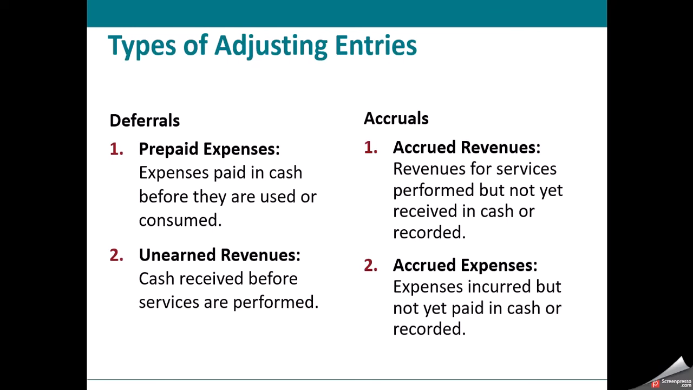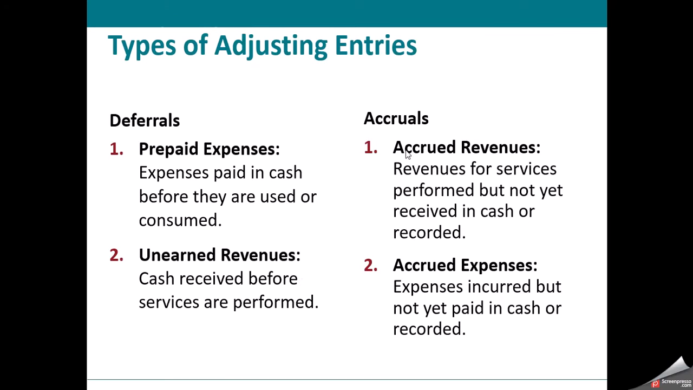But then as the months go on and the people come and they use the pool and we're earning those revenues, we're going to take them out of unearned revenues and we are going to credit our income. So when they're in unearned income or unearned revenues, they are a liability. We owe those people a service.